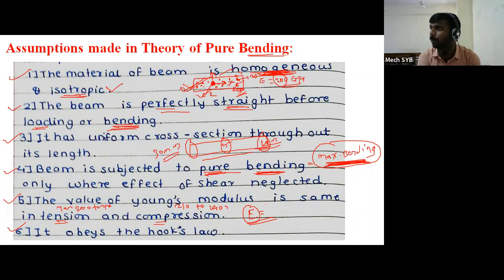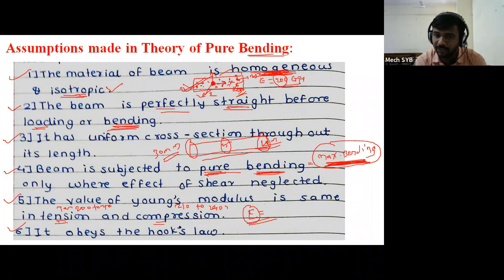This point is very, very important. So take these 6 assumptions in your notebook, 6 statements. Material of the beam is homogeneous and isotropic. The beam is perfectly straight. It has uniform cross-sectional area. It is subjected to the pure bending, and effect of shear is neglected.